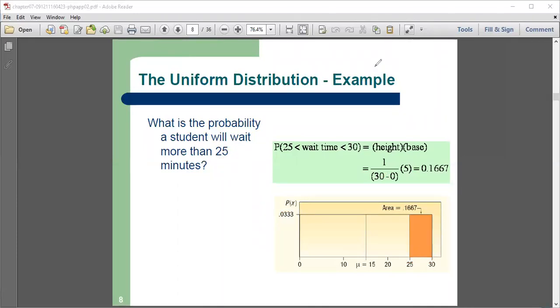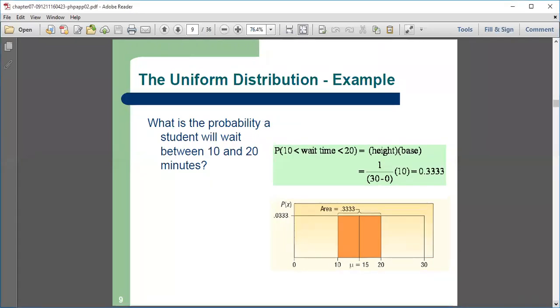So in the next slide, we will see what the probability is that a student will wait between 10 to 20 minutes. So the probability of 10 is less than or equal to wait time is less than 20 is equal to height into base. So here we have a different situation around the mean. So 10 is a and 20 is b. I hope that you have noticed that height is not changed in any situation, but all the time the base is changed according to the certain situation.